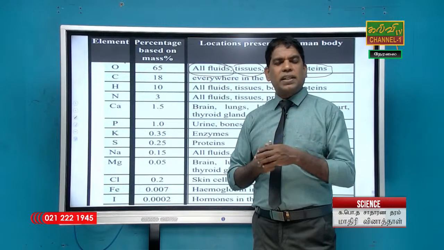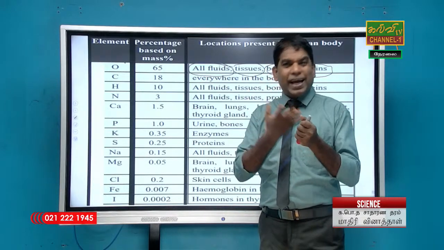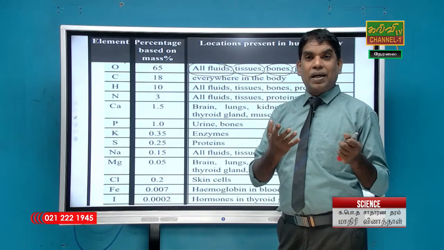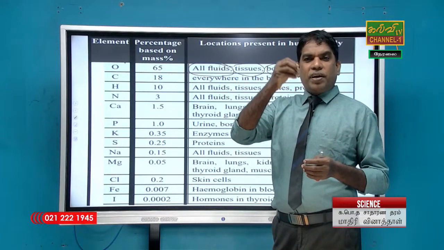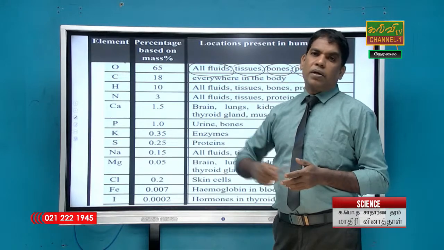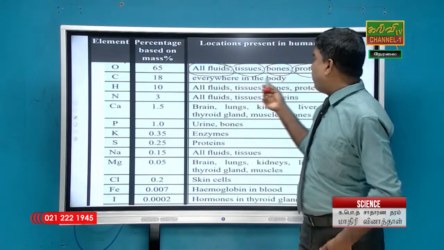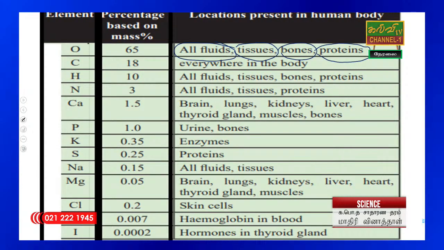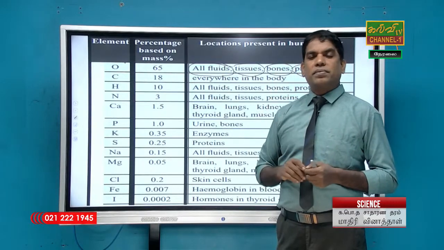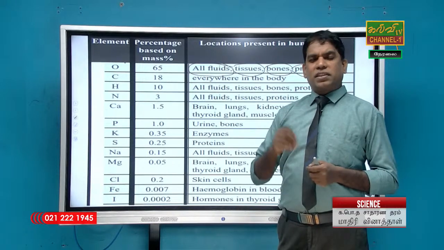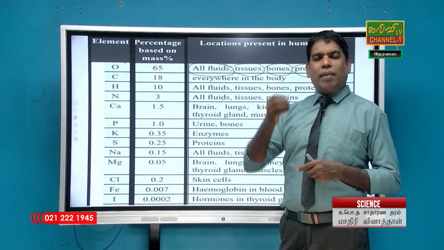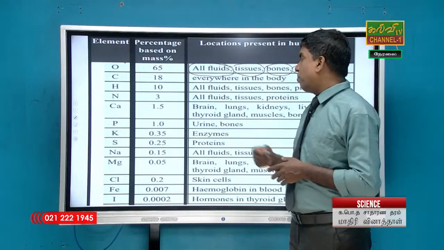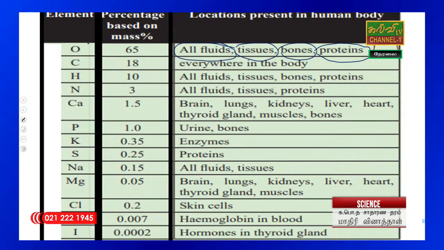Consider bone, right? A small amount of water is there. Muscles, water is there, and muscles contain proteins. So definitely oxygen is there. And carbon is everywhere in the body. If you burn any part of your body, it will turn black, right? Therefore the whole body contains carbon compounds. Hydrogen also, as in H2O. So they mention all fluids and tissues and bones and proteins.